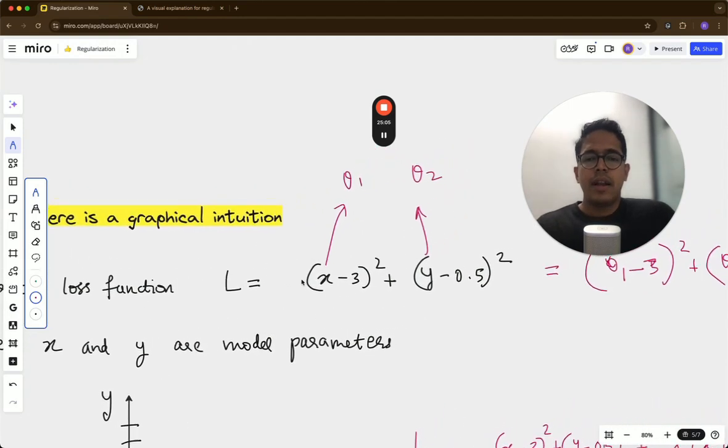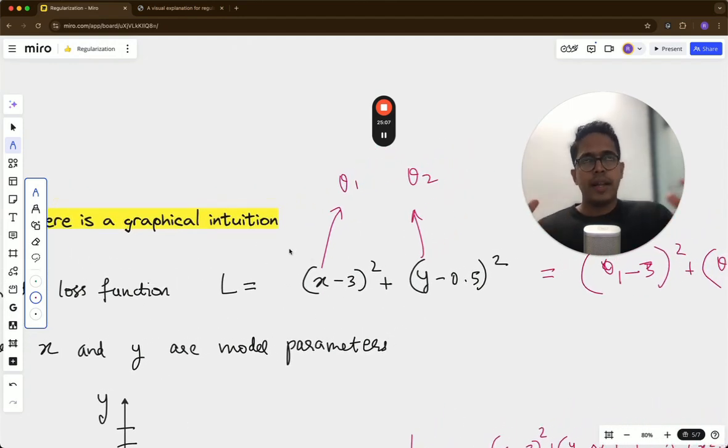Now, normally, if we are not doing any regularization, what would happen? Where do you find the minima of this loss function? The minima occurs when x equal to 3 and y equal to 0.5, because then this entire loss function becomes 0. The minimum value possible is 0 because these are squared terms, so you can't have the loss be negative. For all other values of xy pairs, the loss will be a positive number.